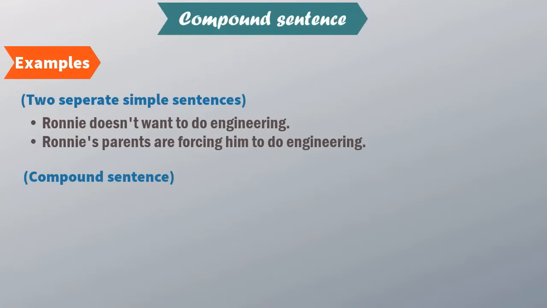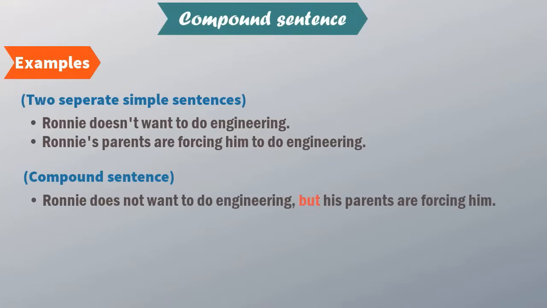Next example. Ronnie does not want to do engineering. Ronnie's parents are forcing him to do engineering. So these two are complete sentences. Now let's bring them together. Ronnie doesn't want to do engineering, but his parents are forcing him. Ronnie does not want to do engineering; but is a coordinating conjunction. His parents are forcing him, again, is a complete sentence. And the only reason we're adding these two sentences together is because there is a relation between them.